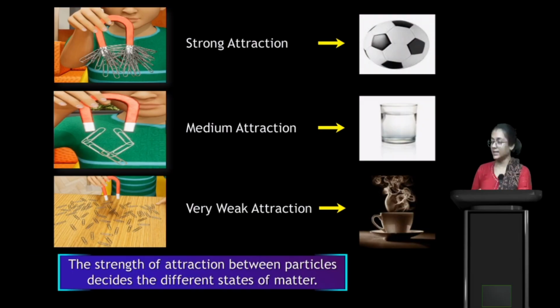So from this we can say the strength of attraction between particles decides the different states of matter. Very important line, that the strength of attraction between the particles, okay, decides the different states of matter, whether the matter will be solid or liquid or gaseous. It is decided by the attraction force between the constituent particles of that substance. Clear? I hope all of you got it.